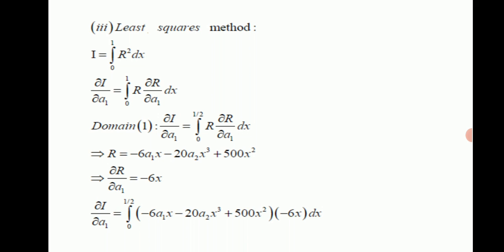And next, the least square method. In the least square method, I is equal to integral 0 to 1 of r square into dx. I already mentioned this in the first problem. When you take r squared, it will take much time to solve the problem.